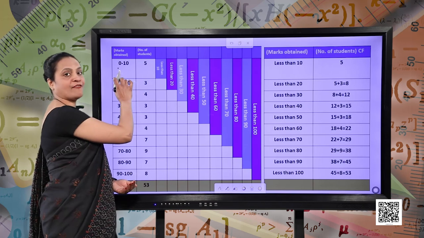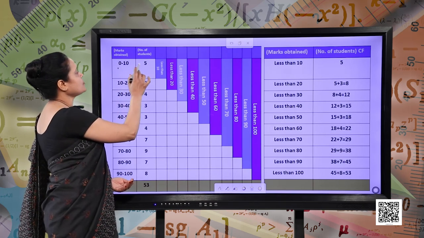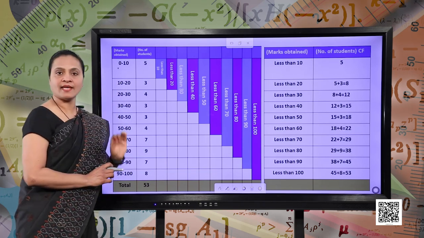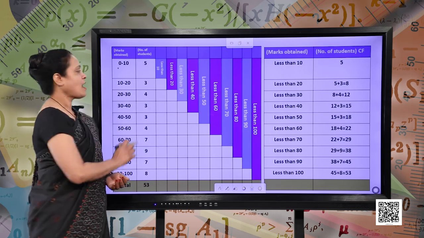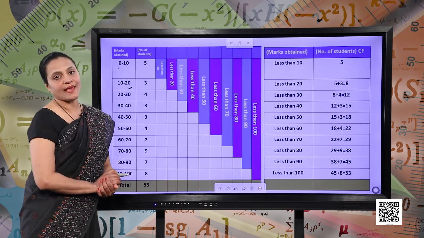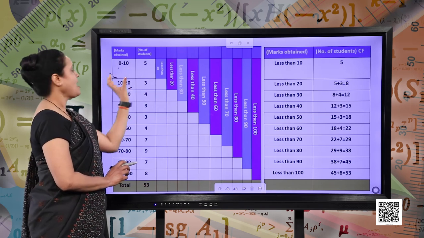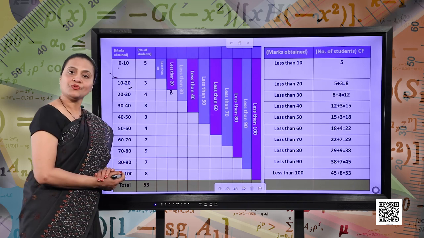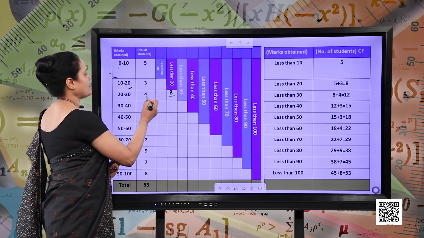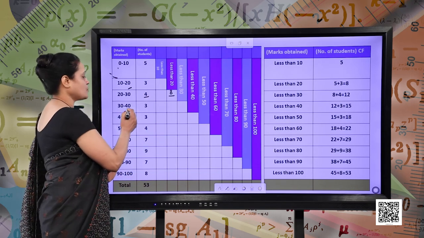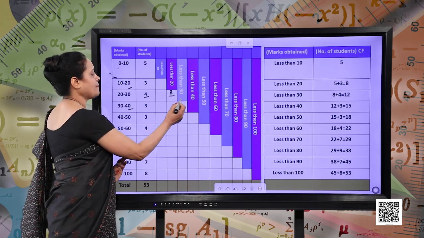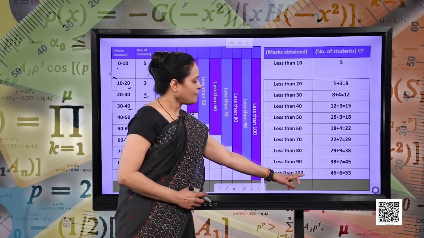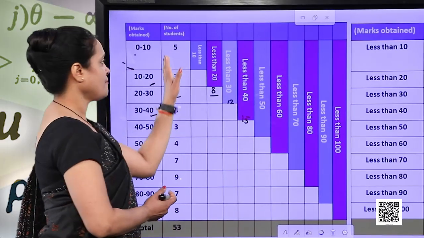Correct. So let us form our first class interval, which is going to be 0 to 10, 5 students. So how many students are there scoring marks less than 10? There are 5 such students. And if I ask you how many students have scored marks less than 20, it will include those students who have scored marks from 0 to 10 as well as those who have scored marks from 10 to 20. So it will be 5 plus 3, that is 8. How many students have scored marks less than 30? It will be 8 plus 4, that is 12. How many students have scored marks less than 40? It will be 12 plus 3, that is 15.